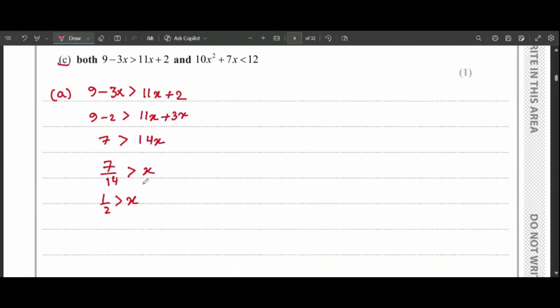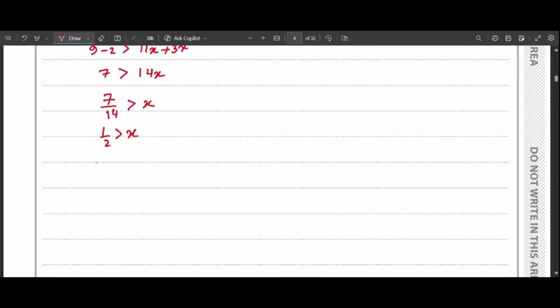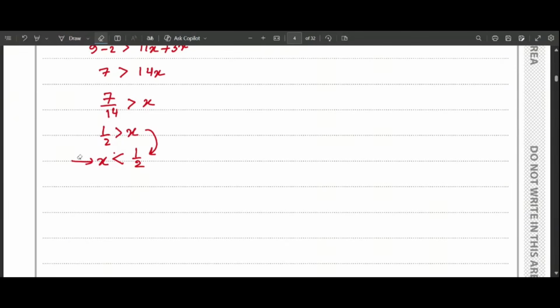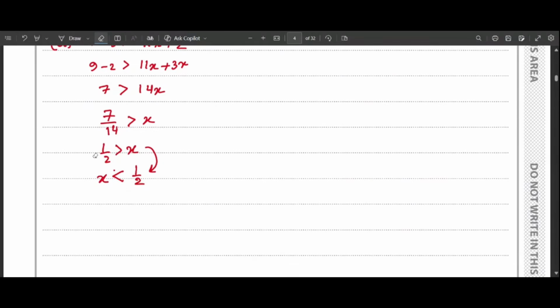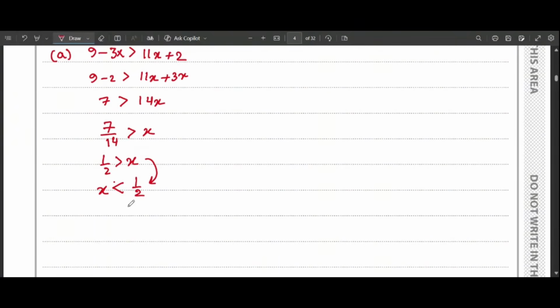Now if I want to write x on the left, I need to flip the equation completely. I need to flip the whole equation, and then I will change the sign, and I will write x is less than half. Notice that the sign of the inequality has changed from this line to this line. The reason for this is we have flipped the whole equation completely. x is on the left side and half is on the right side. That's why we have to change the sign also. So this is the set of values for which our inequality is true.